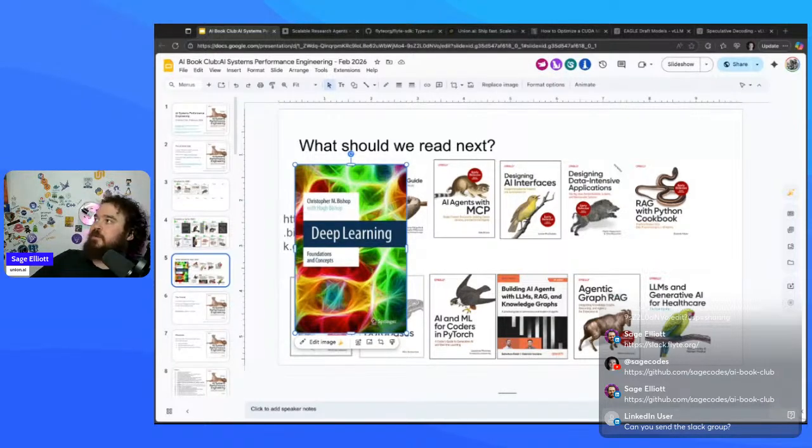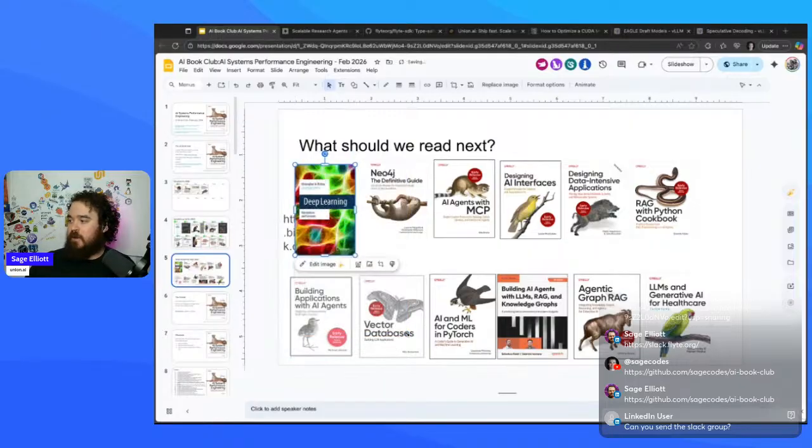So if you ever read Deep Learning by Ian Goodfellow, which is kind of the classic one, it's like that, but more modern. So it has diffusion models and transformers in it. It seems pretty good, but let me know what you think.